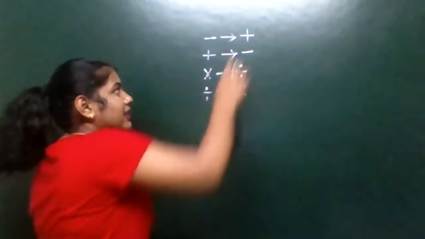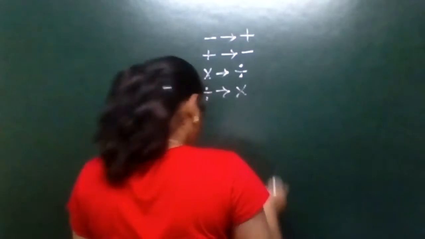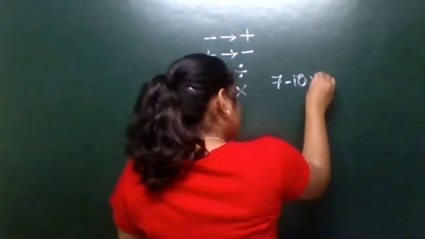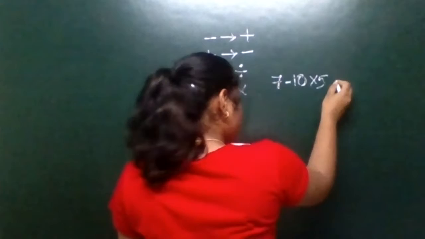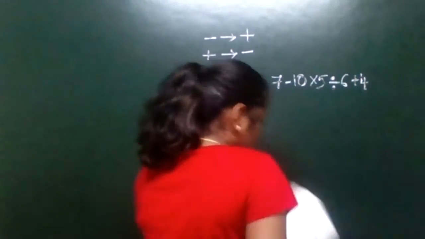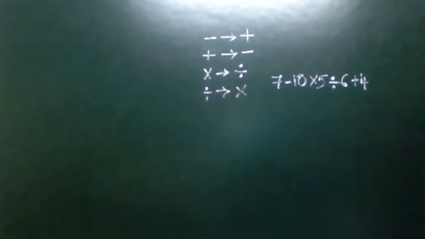They will only give you the question. They have given the question: 7 minus 10 into 5 divided by 4, 6 plus 4. This you have to solve.